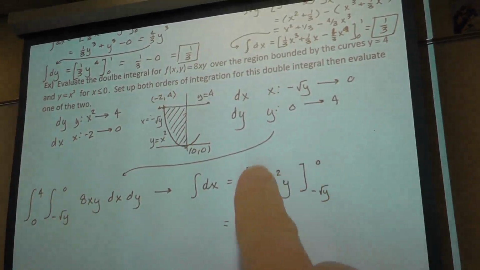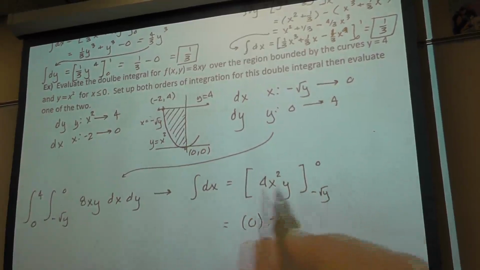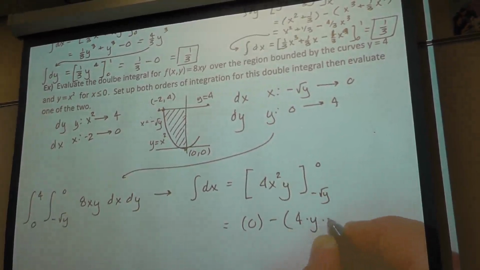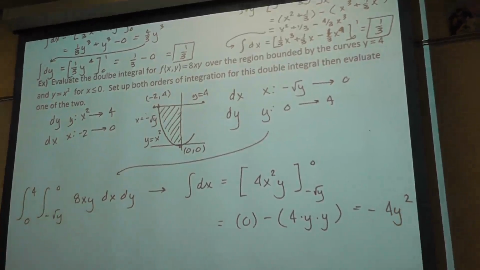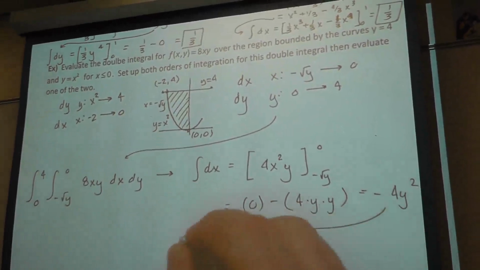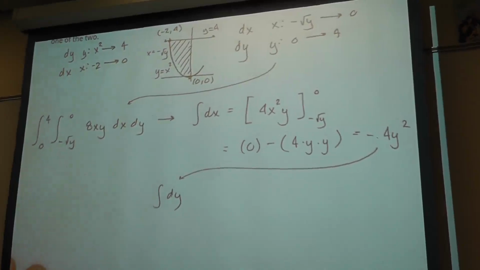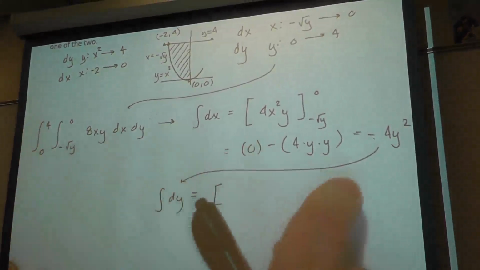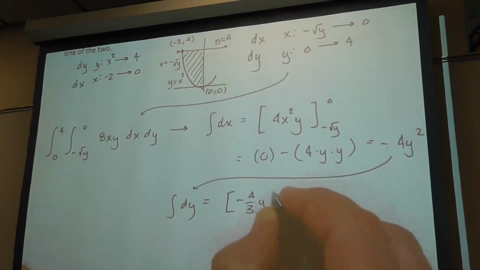If you plug in 0 for the x, that wipes everything out. When you plug in negative root y for x, the negative and the root are going to go away. So you have 4y times y, you end up with a negative 4y squared. Okay? Then do your outer order of integration. I want to integrate that with respect to y next. And so remember, I'll go back over here and plug my y limits in when I get done with this one. That's going to give me negative 4/3 y to the third power rule.